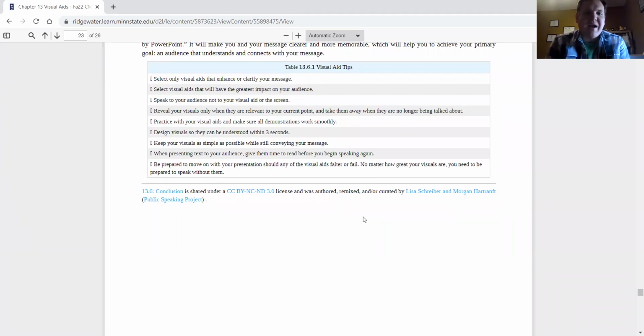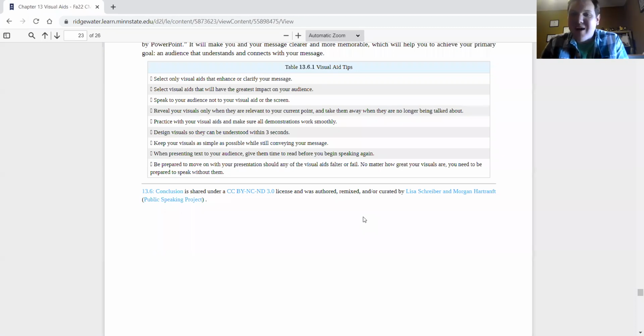When presenting text to your audience, give them time to read before you begin speaking again, or if it's a direct quote, read the direct quote for them and read it together. And the last one, be prepared to move on with your presentation should any of the visual aids falter or fail. No matter how great your visuals are, you need to be prepared to speak without them. So those are some tips covering the main points from the chapter, but really just be thoughtful about what's appropriate for your topic, for your audience, and for your situation, and design your visual aids from there.